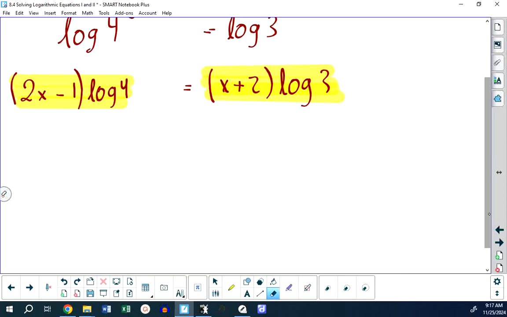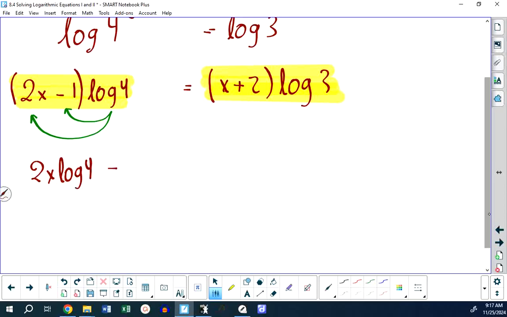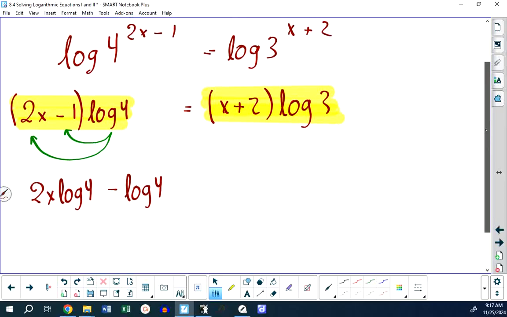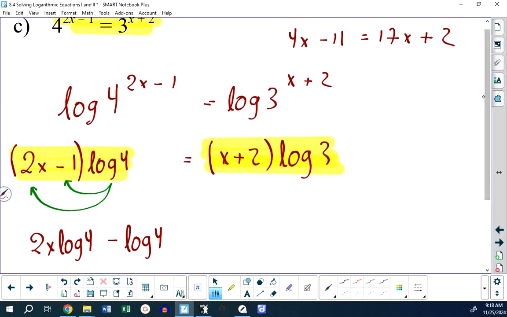So when you solve these problems, this is going to be the roadblock that most students encounter. And then there's another one. The answer is you have to multiply that out. We have to take that log 4 and multiply it by minus 1, and the log 4 multiplied by 2x. And if we do that, you get 2x log 4 minus log 4.